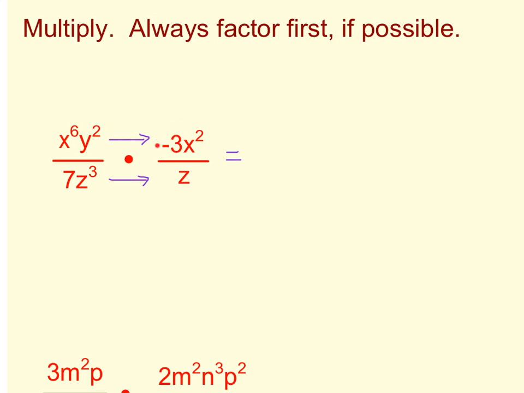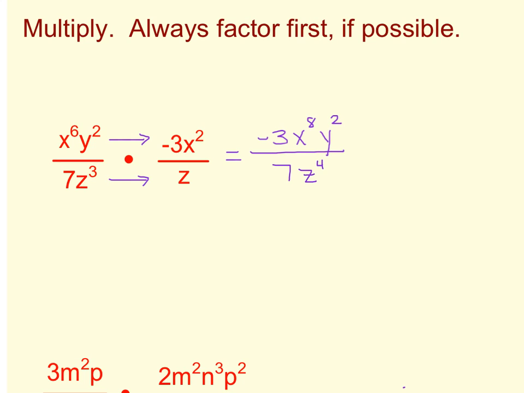First, we'll multiply coefficients. -3 times nothing, which is a 1 basically, is -3. And then multiply the x's. X to the 6th times x squared. You will be adding your exponents, so you have x to the 8th power. And then the y squared doesn't have anything to multiply with, so that stays as y squared. Over, now again start with your coefficients. You have a 7, so your 7 times 1 is 7, and then z to the 3rd times z to the 1st is z to the 4th.